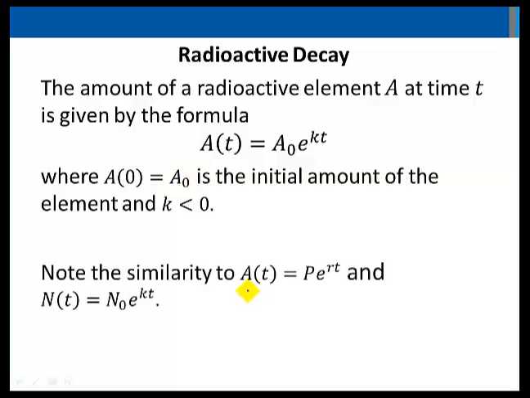Note the similarity to A(t) equals P times e raised to the power rt, where we were referring to an amount of money, and N(t) equals N naught times e raised to the power kt, where we were referring to a number of organisms.